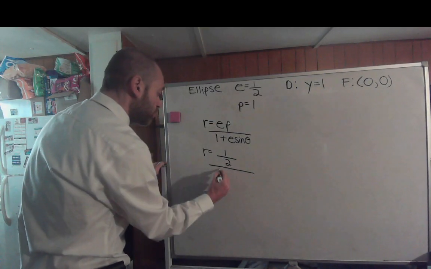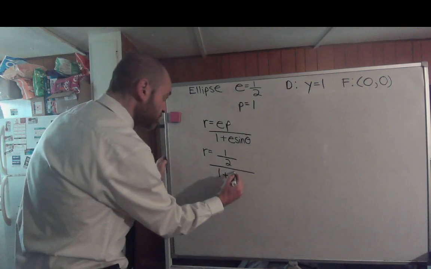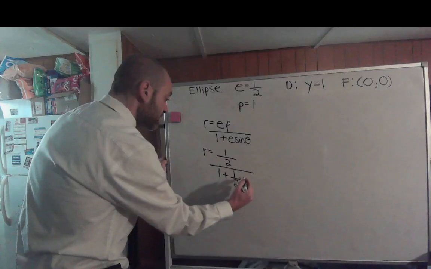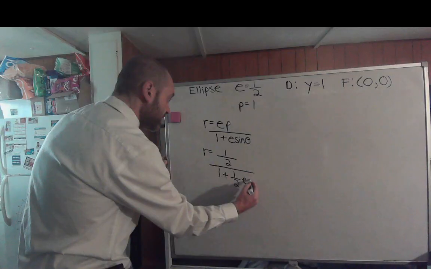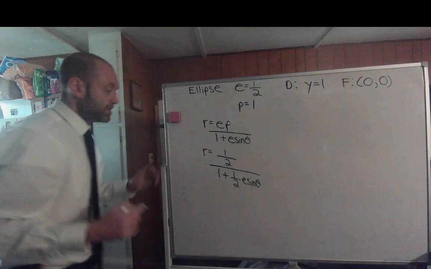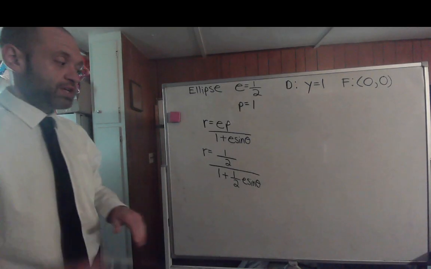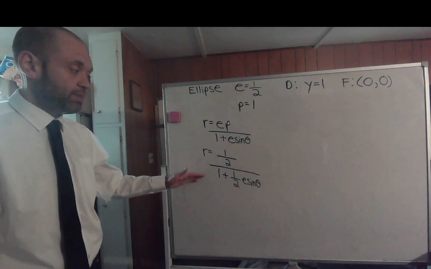all over 1 plus your eccentricity of 1/2 times sine of theta. But in general, what we really want to do for the final answer is get rid of the fractions and clean this up a bit.